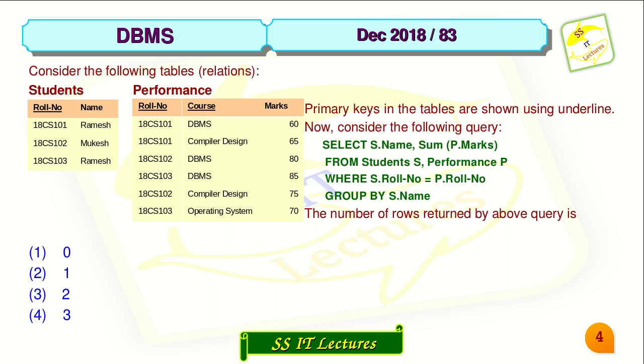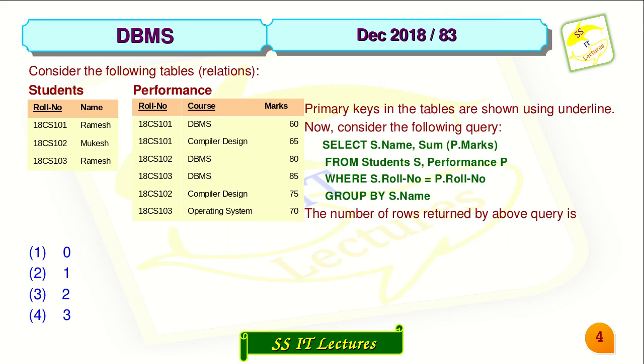That is, we have to fetch student's name, their total marks from student S, performance P. That is from both the tables S student and performance, where S dot roll number equal to P dot roll number. We have to join these 2 tables, students and performance, based on the condition S dot roll number equal to P dot roll number. So this is an example for equi join query. Then group by S dot name.